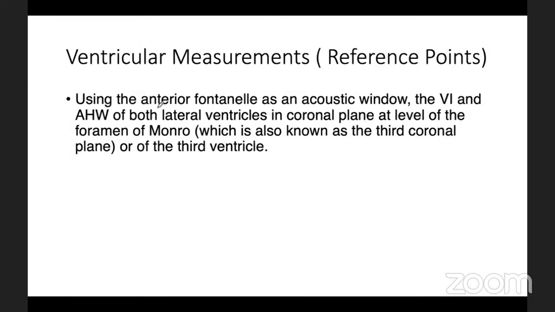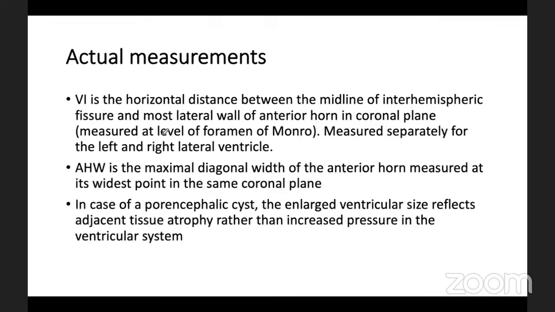Finally, a few words about the ventricular measurements. Using the anterior fontanelle, we can measure the ventricular index and anterior horn width of both ventricles in the coronal plane at the level of the foramen of Monro. Ventricular index is the horizontal distance between the midline of the interhemispheric fissure and the most lateral wall of the anterior horn of the lateral ventricle at the level of the foramen of Monro.